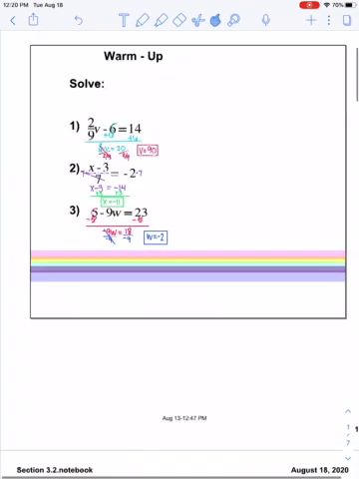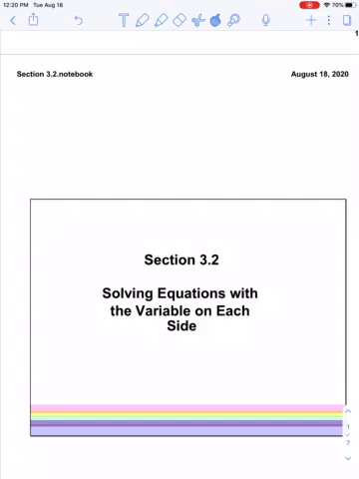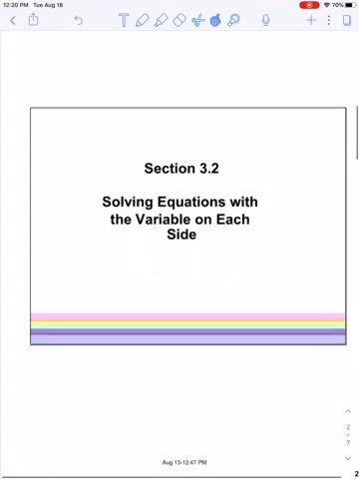Hopefully it's all coming back to you slowly but surely, because we're going to keep solving today. We're just going to have variables on both sides, so it's going to be just a little bit more complicated, but the same processes.